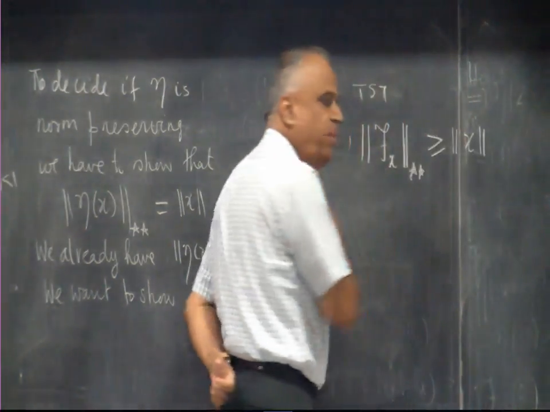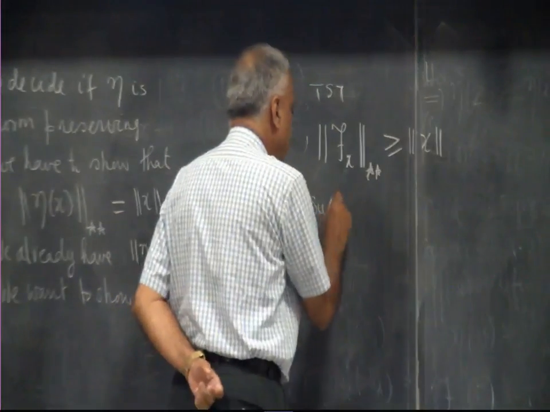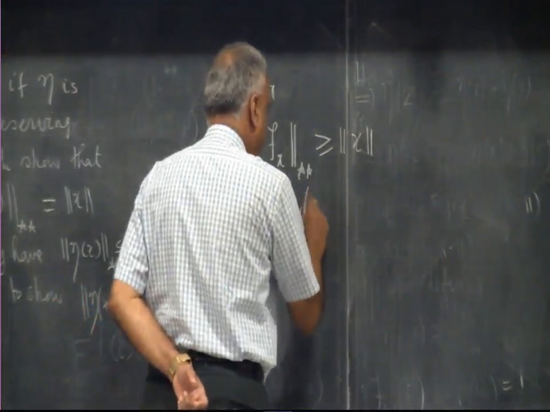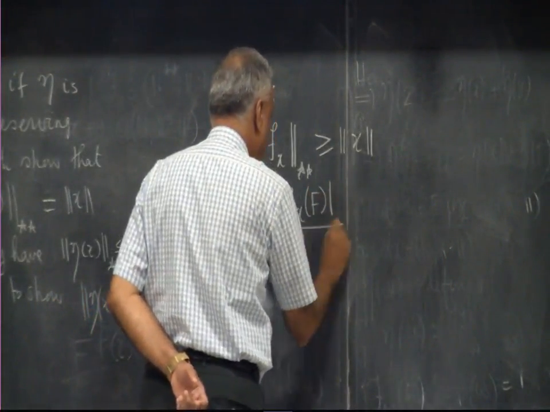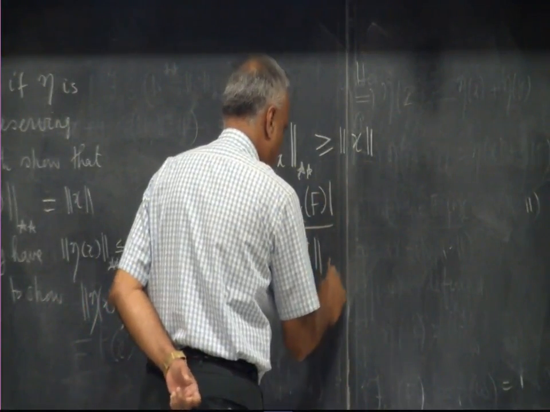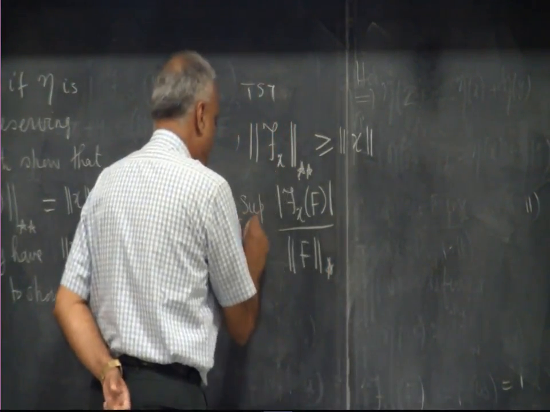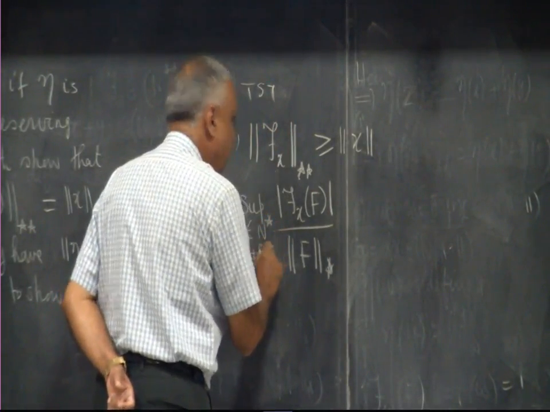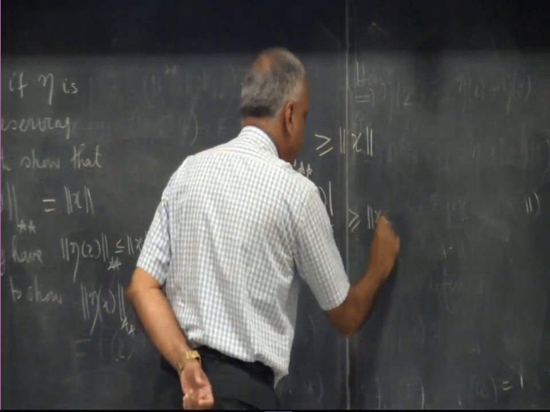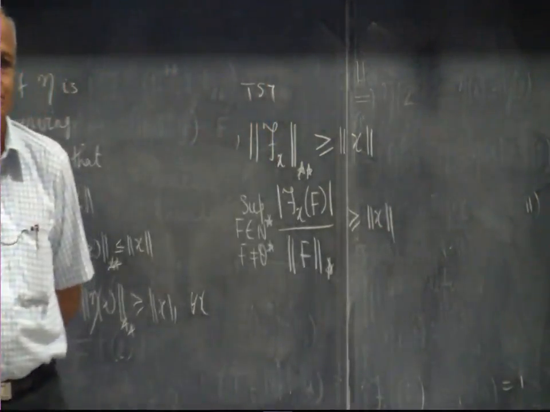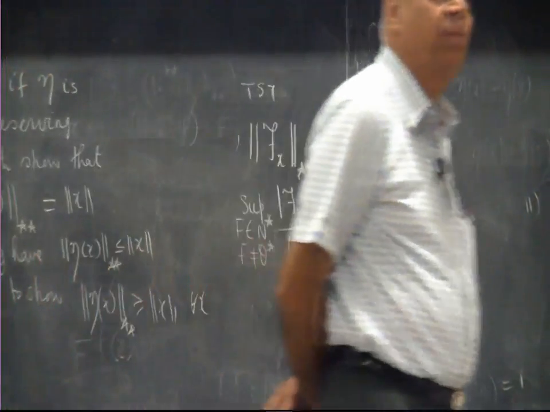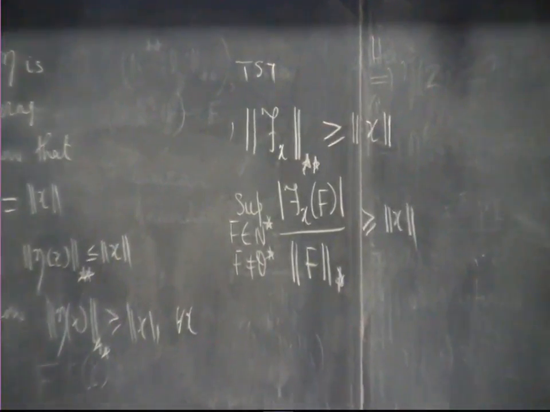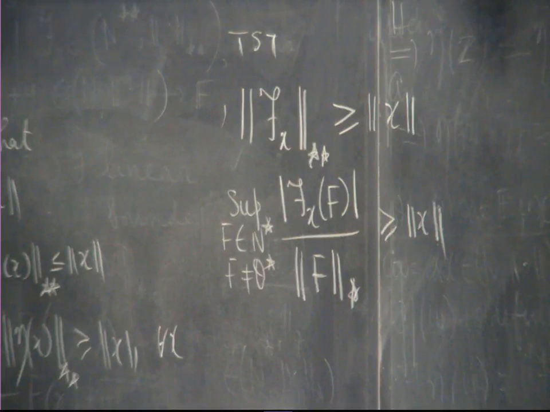But how was this defined? This is the supremum of the modulus of Fx of f divided by the norm of f, where f belongs to N star, f not equal to 0. We want to show that this is greater than or equal to norm x. Right? This is what we want to show. That is, we want to show that the least upper bound is greater than or equal to norm x.